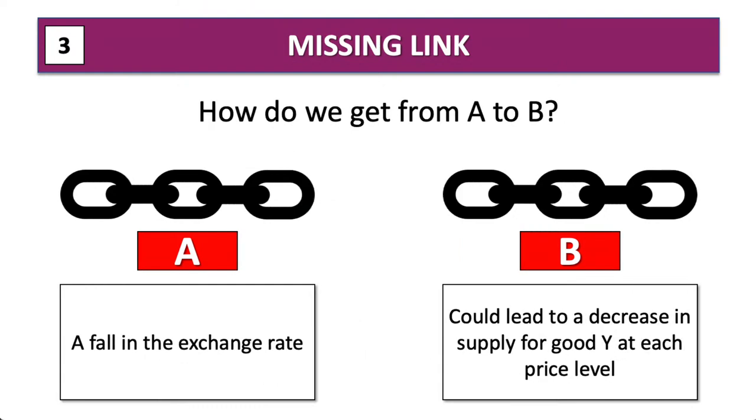So I've got a macro topic that you might usually come across in your macro studies: a fall in the exchange rate. This could be the pound to dollar exchange rate, pound to euro exchange rate. A fall in the exchange rate could lead to a decrease in the supply of good Y at each price level. So think about what might be happening to the price of a component if the exchange rate falls in value. And this could lead to a decrease in supply of a good at each and every price level.